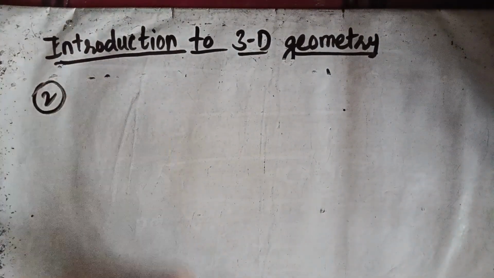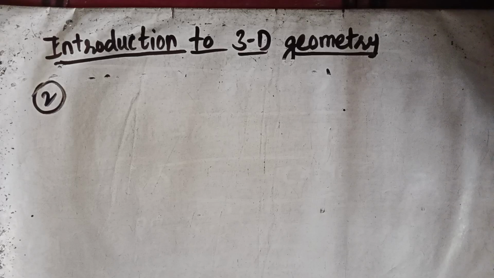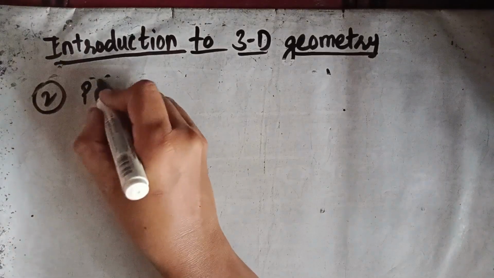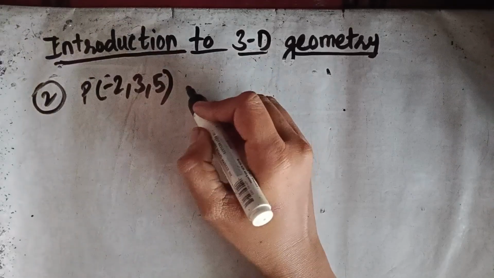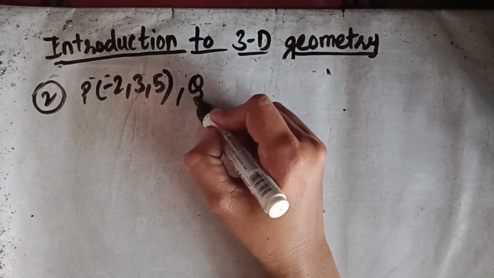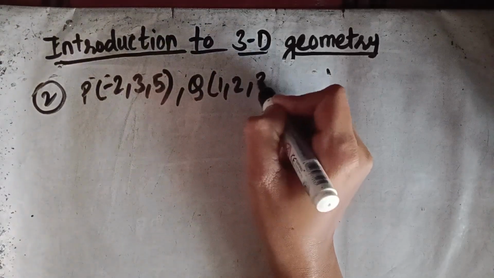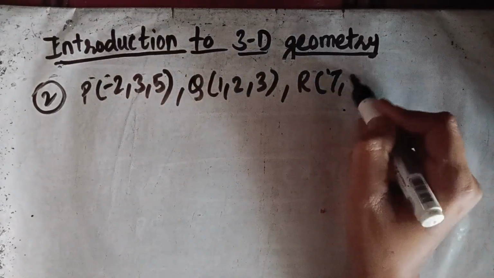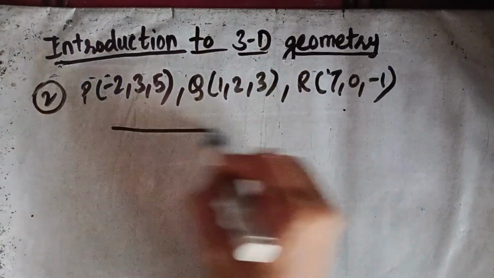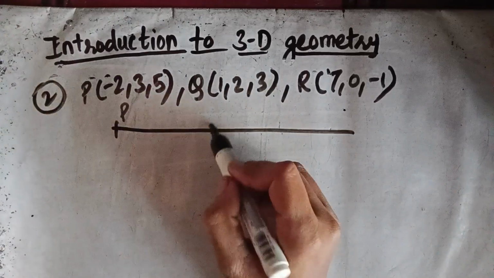Second question. Show that the points are collinear. How to show the points are collinear? Using the distance formula. Collinear points are the points which lie on the same line.